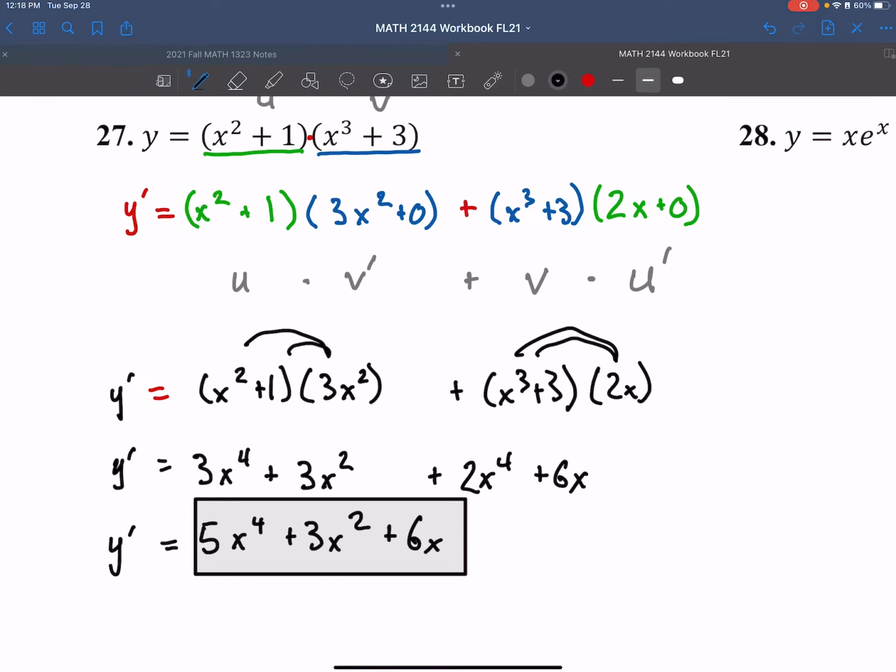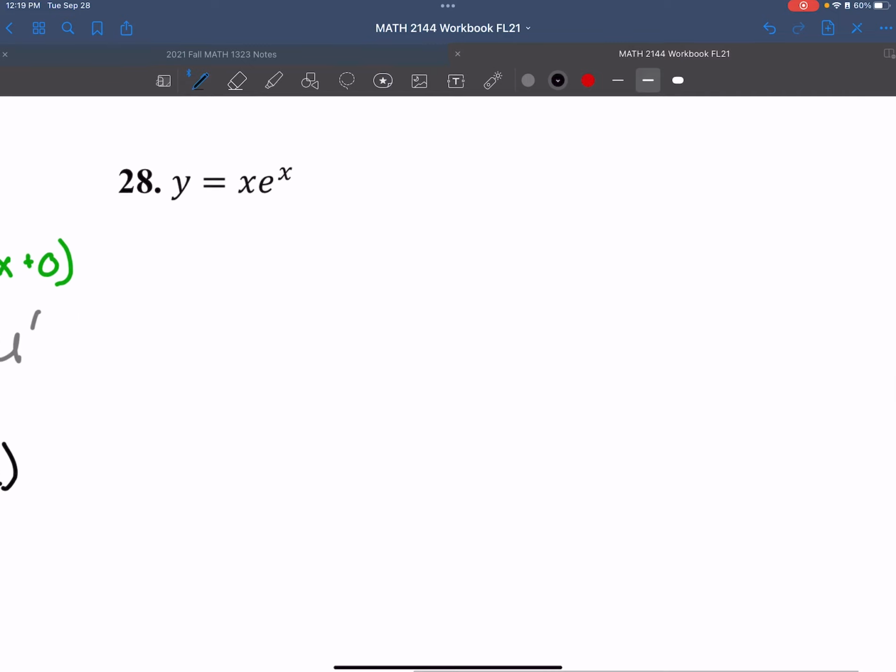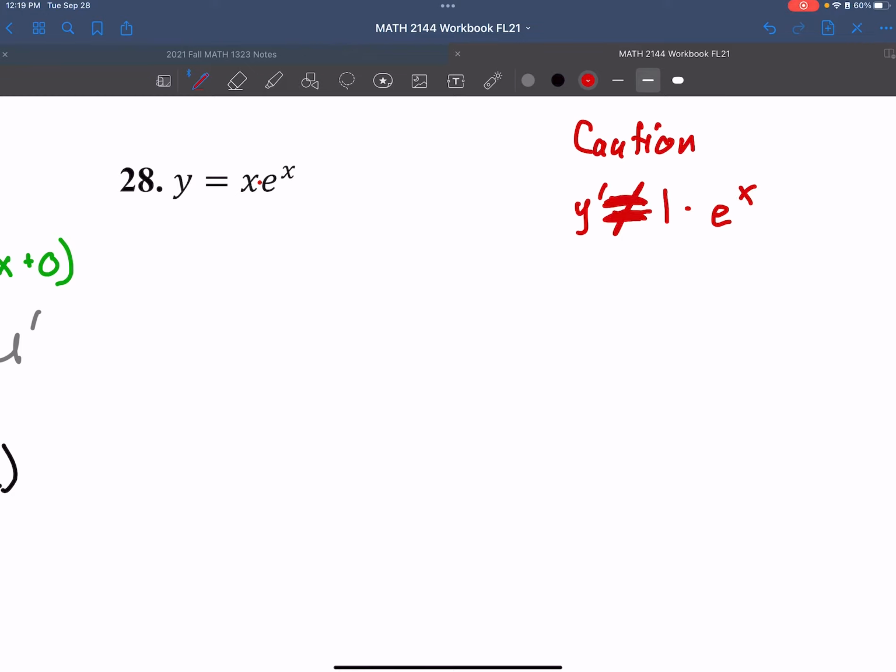All right, so 28 is going to be one involving a linear function that is being multiplied by e to the x. Let me throw caution to the wind right here. The derivative is not 1 times e to the x. It is not 1 times e to the x.